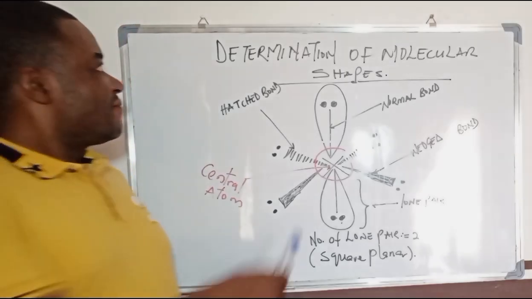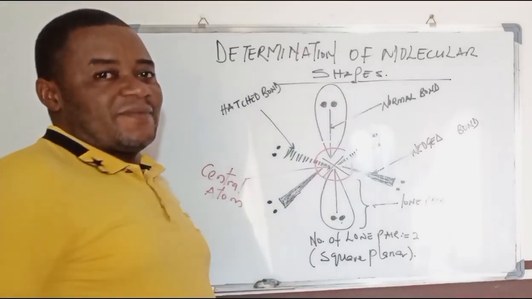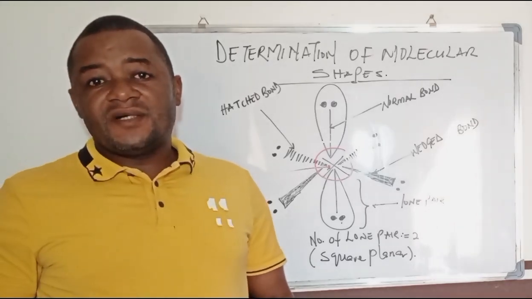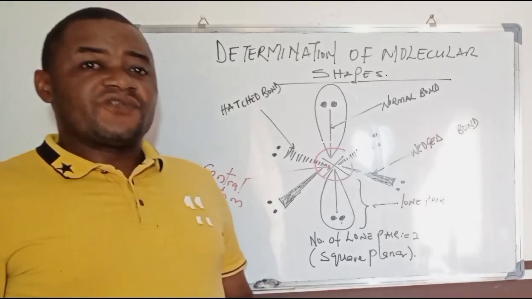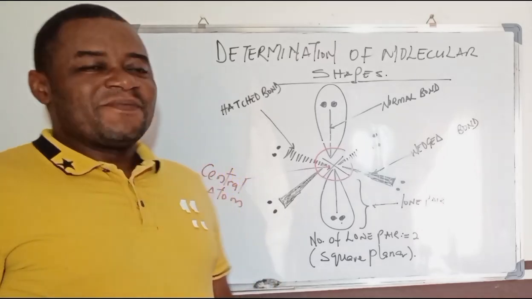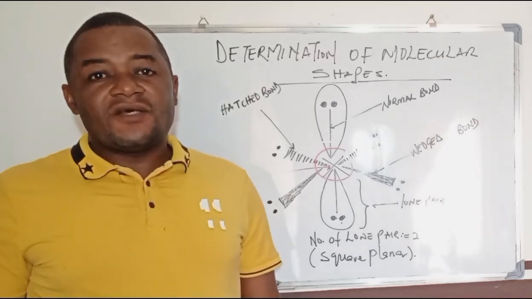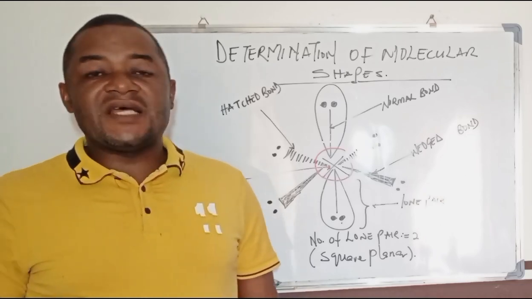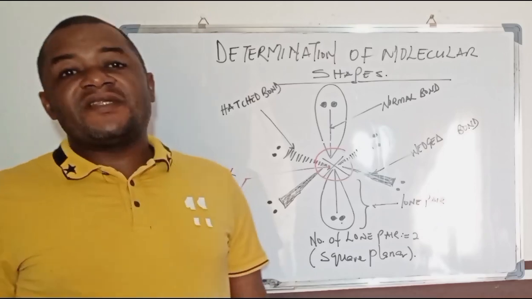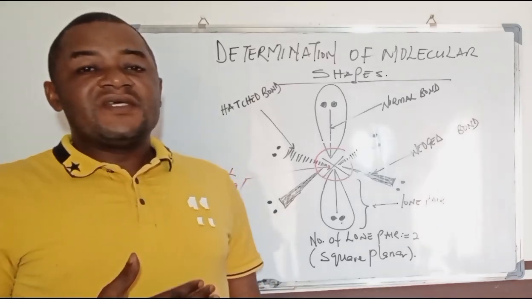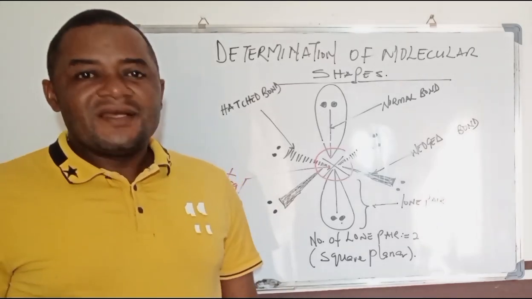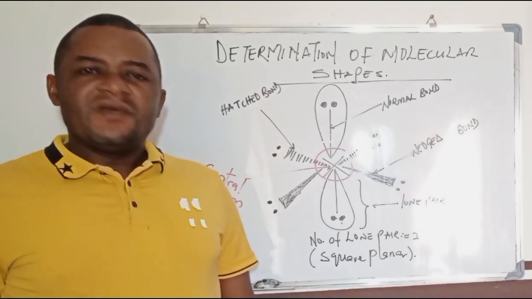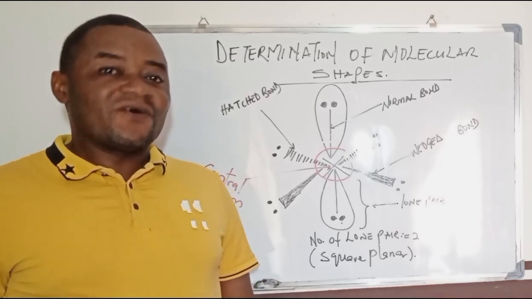To the topic here, determination of molecular shapes. Determination of molecular shape. This is actually drafted out of structure and bonding. Now every molecule that you see possesses a shape. Every molecule, whether it's a molecule of water, or ethane, or sulfur dioxide, every molecule that you come across possesses a shape. But how do we determine the shapes of these molecules?